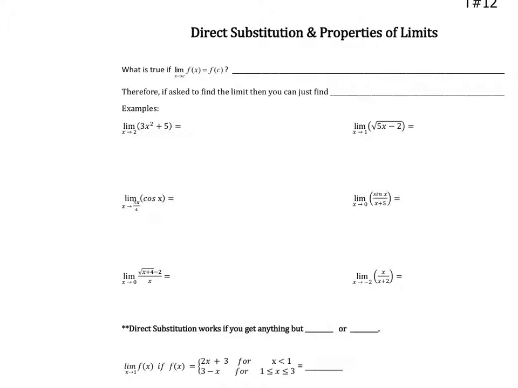All right, let's look at topic 12, direct substitution and some properties of the limits. Now, what is true if the limit as x approaches c of f of x is equal to f of c? Well, if that's true, then that means that the function is continuous at c. And we'll talk more about the definition of continuity later.